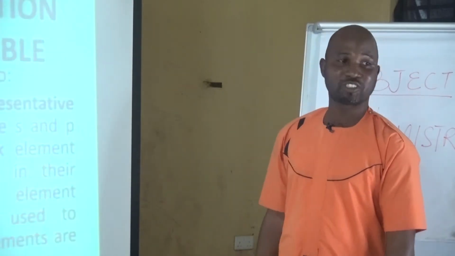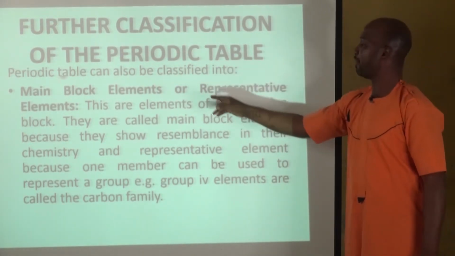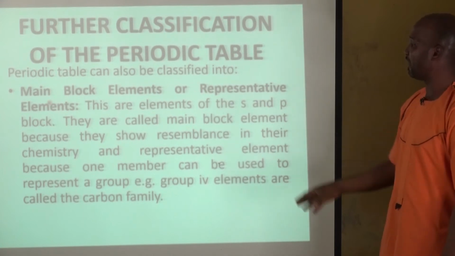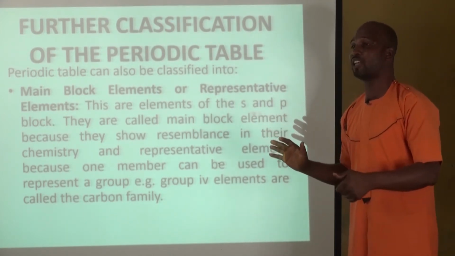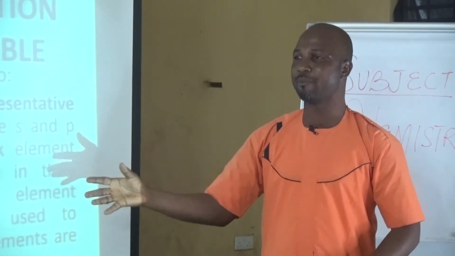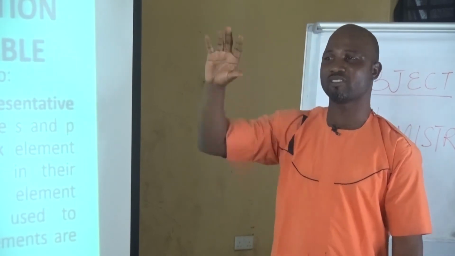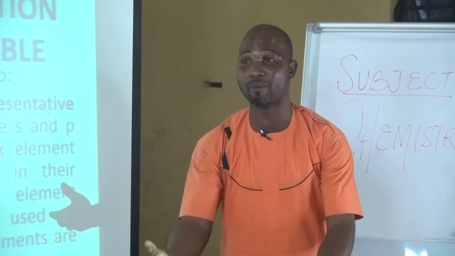We'll look at further classification of the periodic table in terms of main block elements or representative elements. These are elements of the s and p block. They are called main block elements because they show resemblance in their chemistry, and they are called representative elements because one element can be used to represent the whole group. For instance, the group 4 elements are called the carbon family.